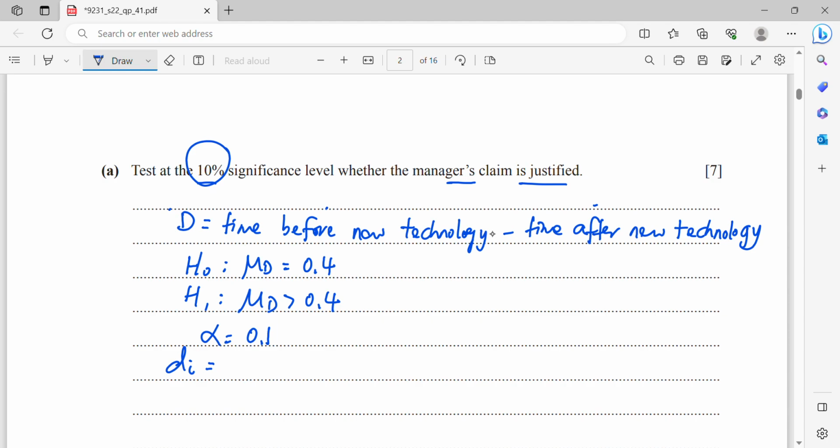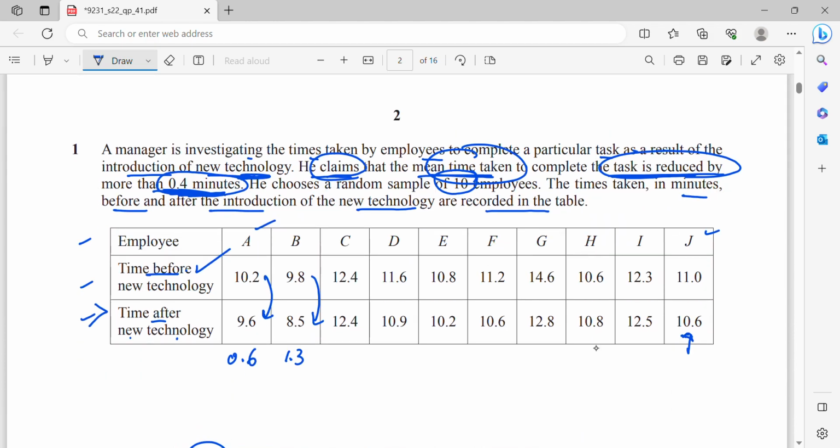So now my DI will be 0.6, 1.3, then 0, 0.7, 0.6, 1.8, negative 0.2, negative 0.7. No, the next one is negative 0.2 as well. Okay, then followed by 0.4. Alright, so these are the 10 values or 10 differences that I have counted from the table. So you just keep minusing.